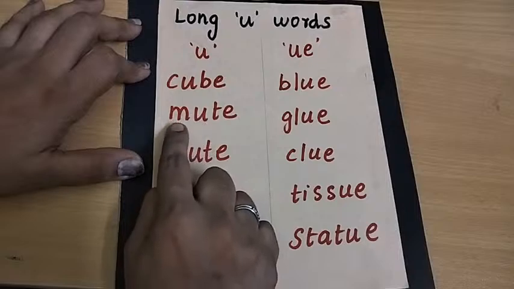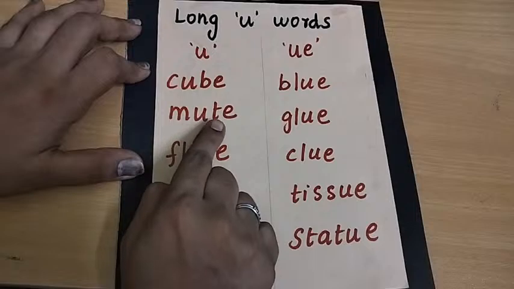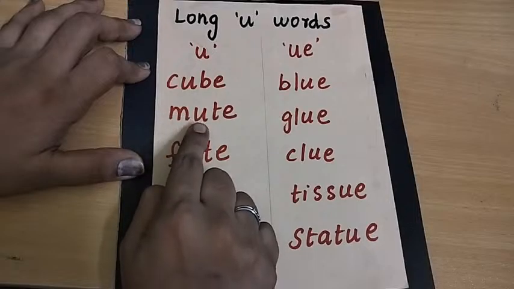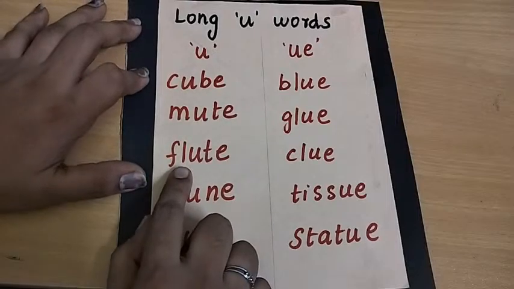Okay, the sound of M is M. M U T. Mute. M U T. Mute. Next, the third one.